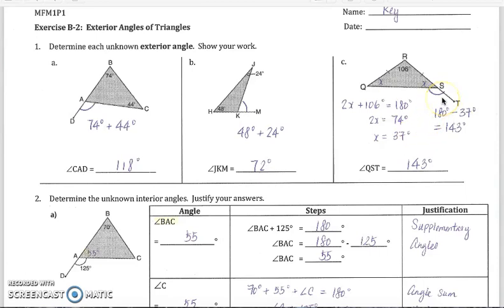So the exterior angle QST can be found using supplementary angles. 180 degrees take away 37, that's 143 degrees. Alternatively, you can also say that exterior angle QST is opposite from 106 and 37. So you can add 37 to 106 degrees, which is also 143 degrees.